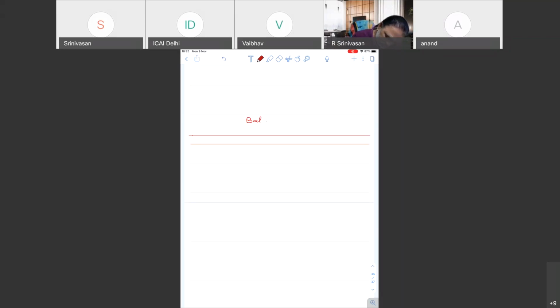So, balance sheet as on close of 31st March 2018. So here, this is separate balance sheet and it's consolidated balance sheet and this is separate balance sheet.